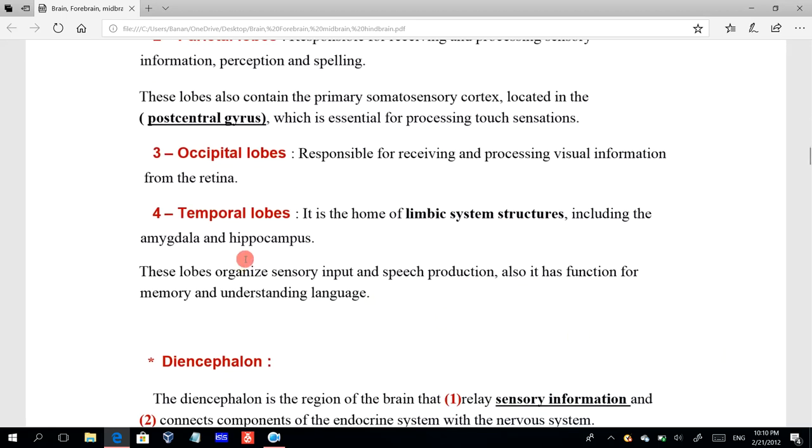The other lobes are the temporal lobes, which are the home of the limbic system structures. This limbic system, we will talk about later in the lecture, is present within the temporal lobes. The limbic system structures include two structures, the amygdala and the hippocampus. The temporal lobes organize sensory input. All sensory input is organized in the temporal lobes, and speech production.